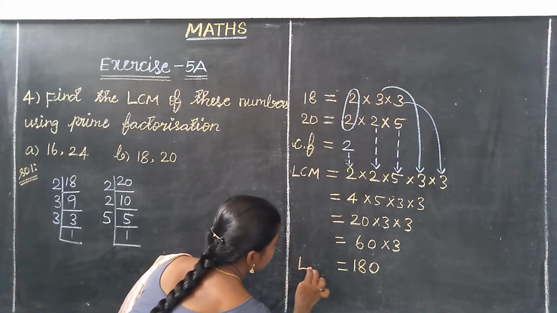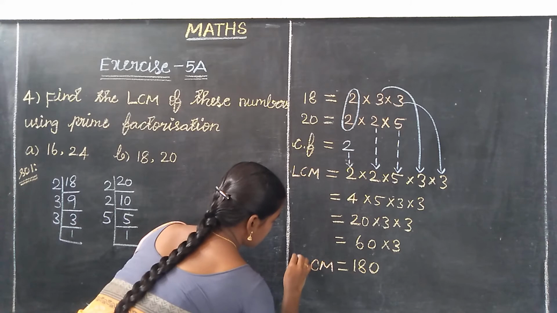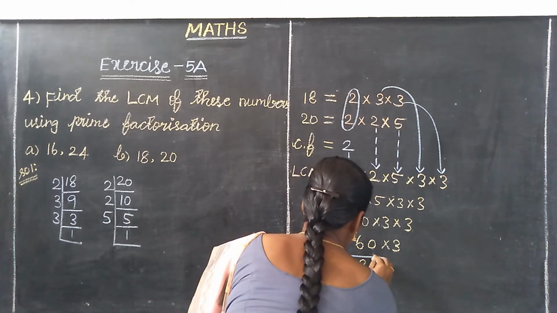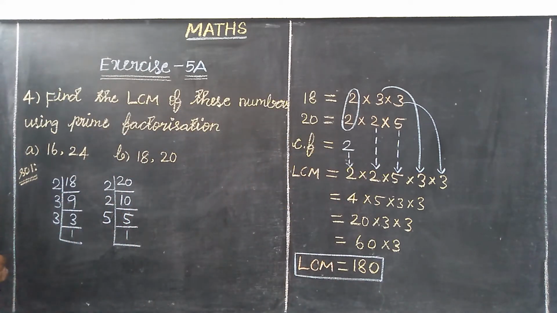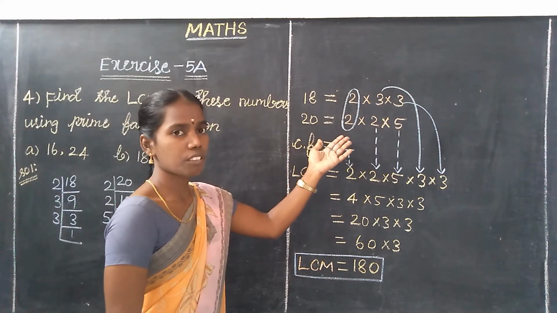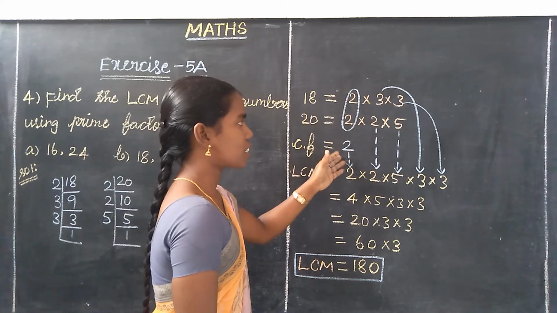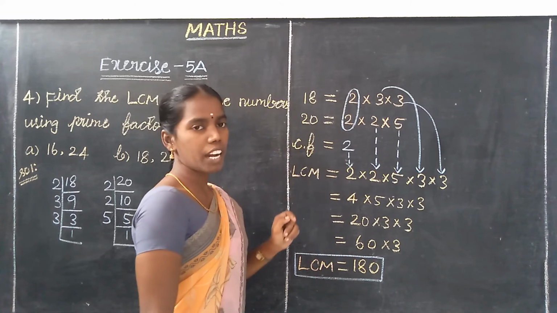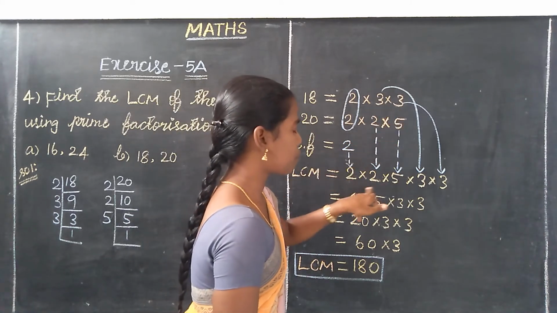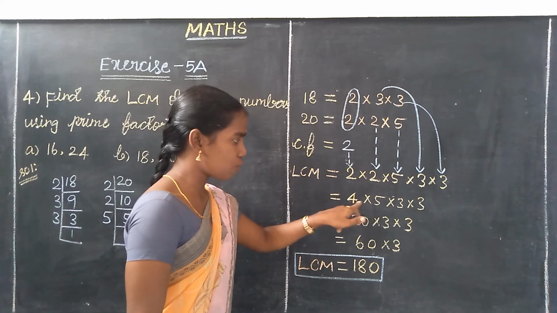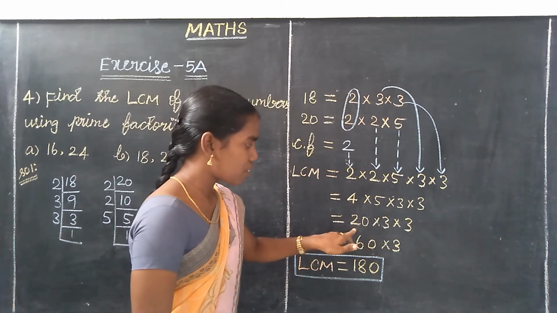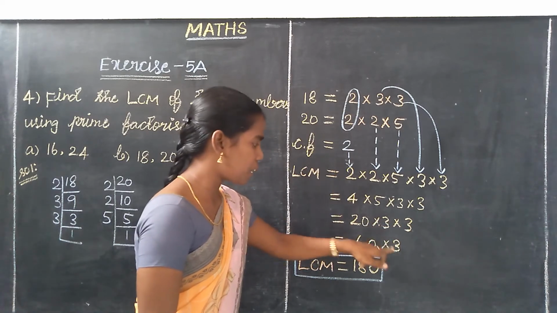So the LCM is 180. Is it clear, students? Again I repeat this sum, 18 and 20. First find out the prime factorization, the list of the factors. Then first find the common factor, 2, only one. Next consider all the numbers and multiply: 2 twos are 4, with the remaining 3 values to come. Next 4 fives are 20, with 2 values remaining. And 20 times 3 is 60, with 1 value remaining. Multiply this, 180.